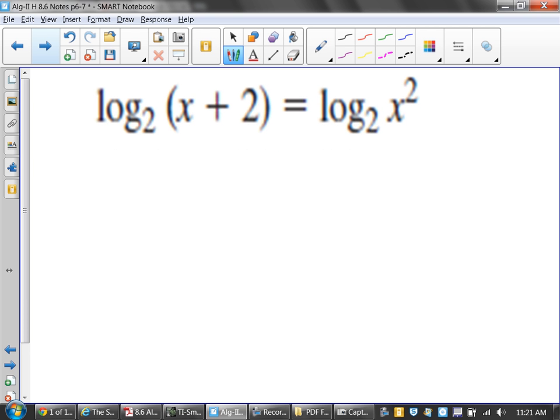Log base 2 of x plus 2 equals log base 2 of x squared. Again, what happens? Yes, sir. Yes, that's exactly what you do. Again, do these guys have the same exact log base? Okay, so what would I be exponentiating them to? Do I have to write that? Okay, so I have x plus 2 is x squared. Set it equal to 0.